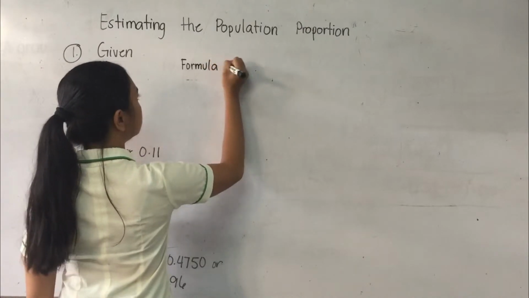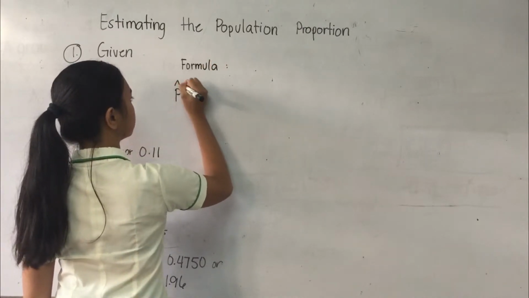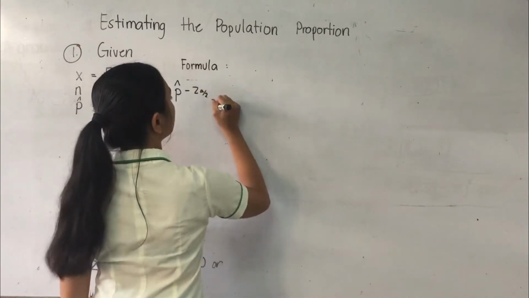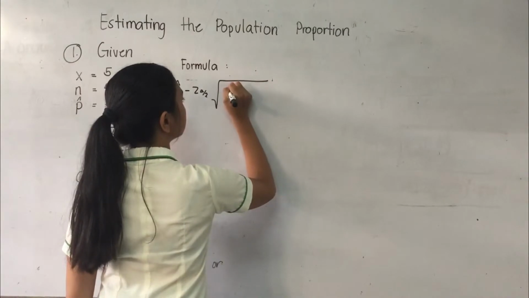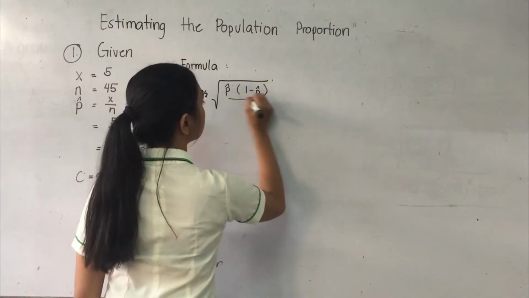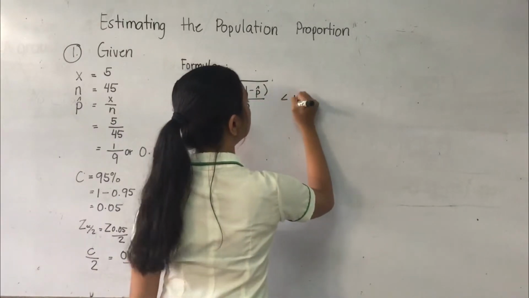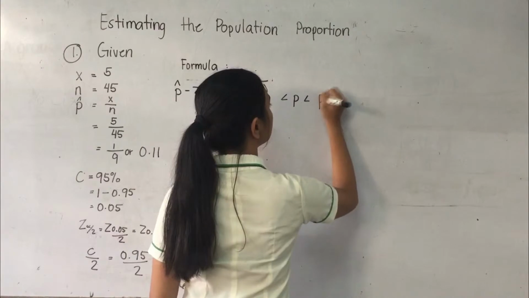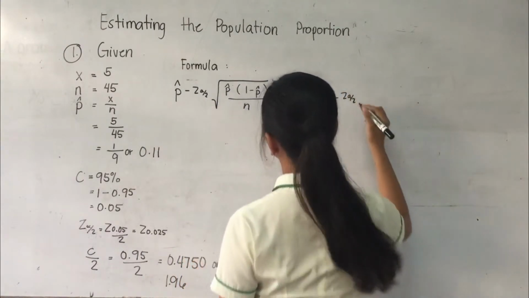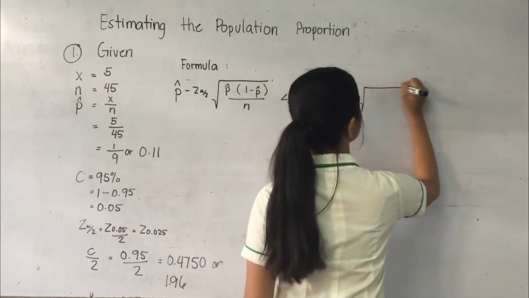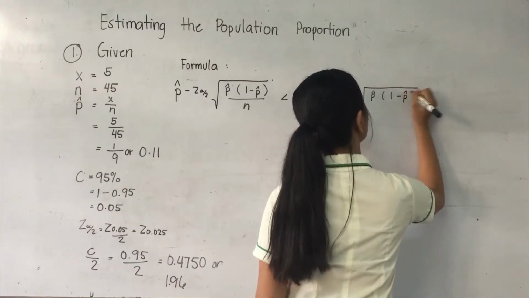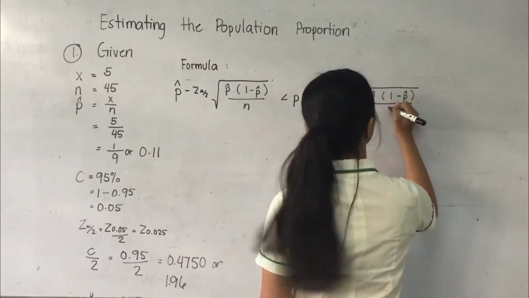The formula for finding the confidence interval for estimating the population proportion: p hat minus z alpha over 2 times the square root of p hat times the quantity of 1 minus p hat close quantity over n, less than our population proportion p, less than p hat plus z alpha over 2 times the square root of p hat times the quantity of 1 minus p hat close quantity over n.